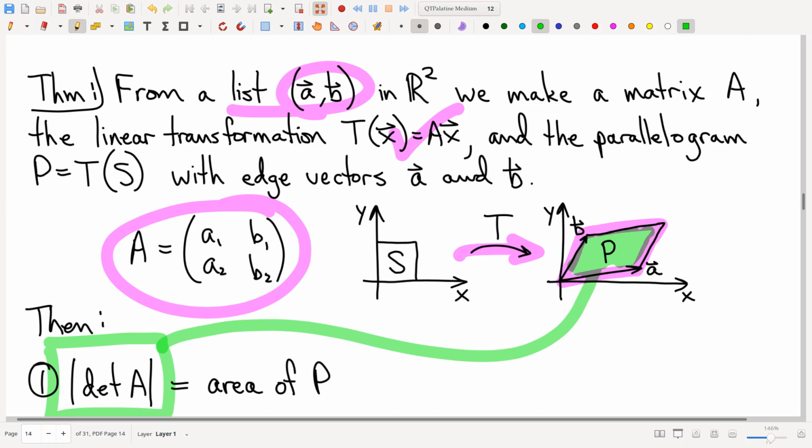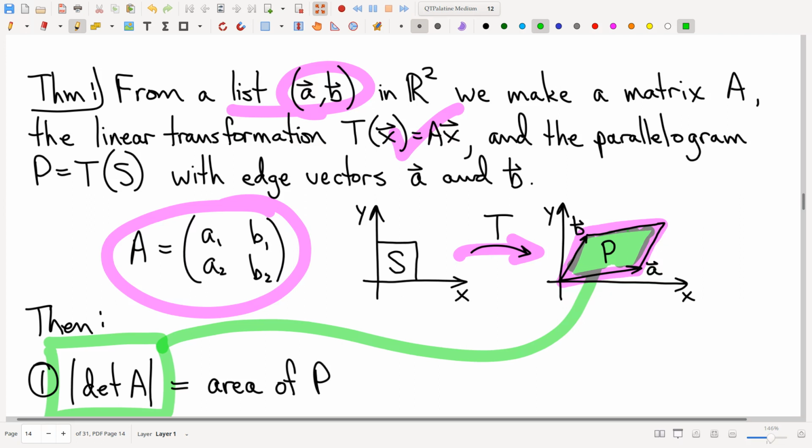Absolutely. So S and P, in terms of just what object they are, would they be represented as matrices? No, these are just sets. So this is just a unit square. This is a parallelogram. But I claim that this works for any areas. This is, again, fundamentally telling us something about T.